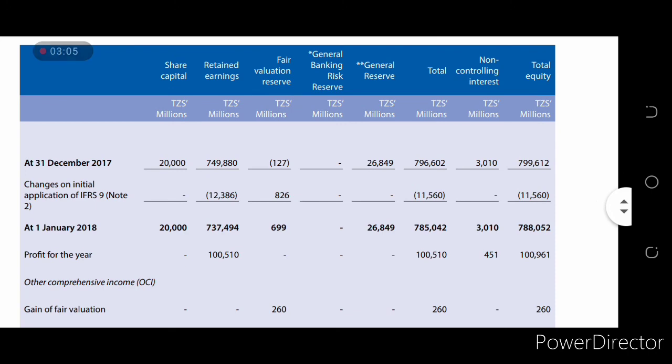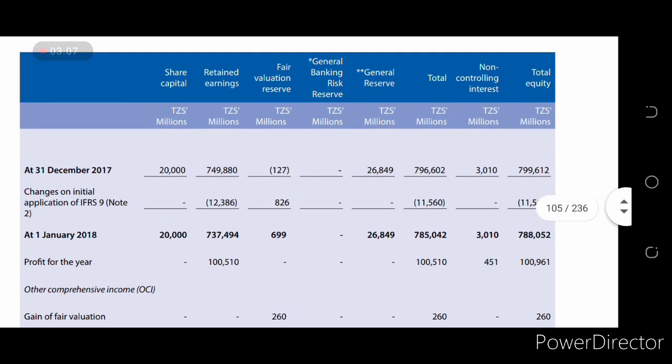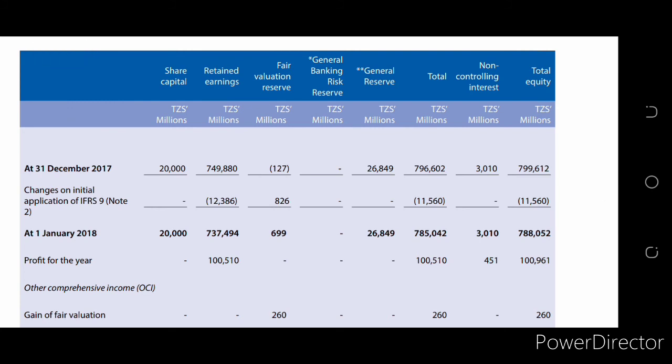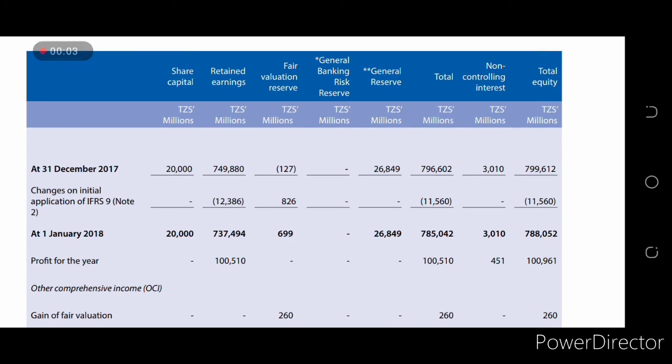Now we can see the total amount of capital, and then there is non-controlling interest, and finally total equity. The one that concerns us is that total figure. Now there is the total plus non-controlling interest, which leads to total equity. The one that concerns us is the total. So what is the non-controlling interest?